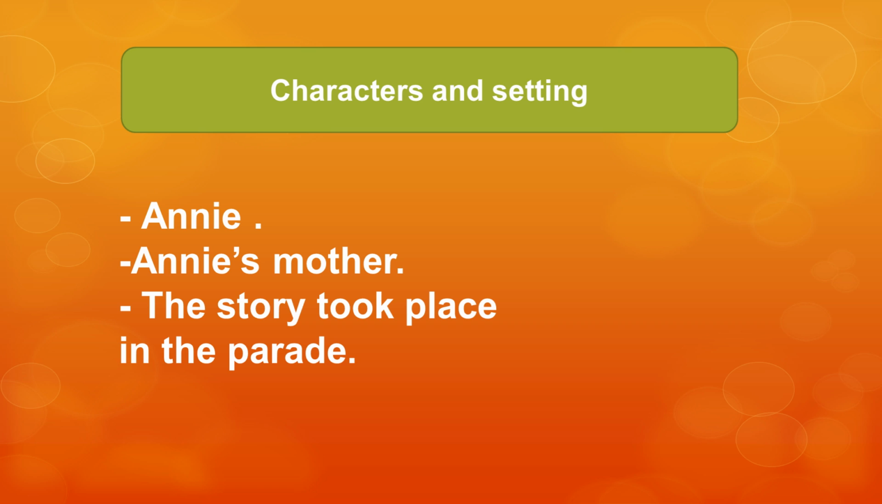Before we start talking and reading the story, let's talk about the characters and the setting in this story. The main character in this story is a girl called Annie. She wants to attend a festival in the parade with her mother. So we have Annie, the daughter, we have Annie's mother, and the story took place in a parade. Actually, we will learn the meaning of parade in the next slide.